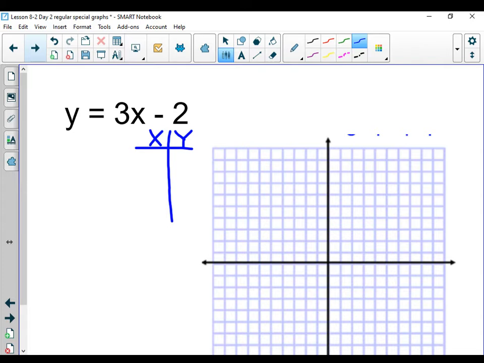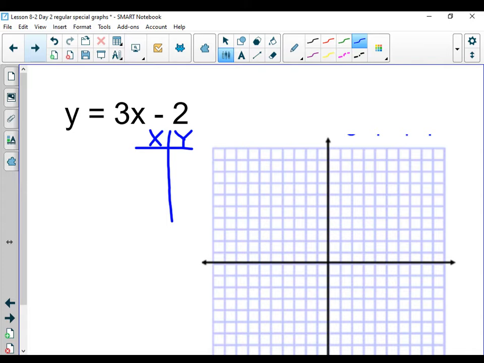Really? I have a question. Do you have to graph them 3 times always? Yes. Well, technically the answer is 3 or more, because the more dots you have, the straighter it is. But a minimum of 3.